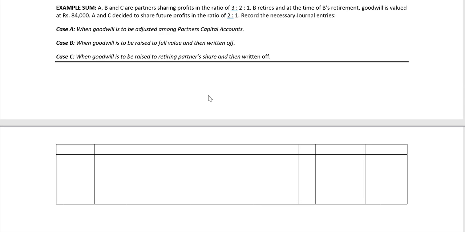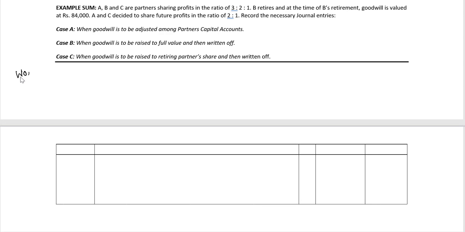So from these three cases, we can infer that case A is using the first method for adjusting the goodwill among the partners' capital accounts. Case B, second method, where goodwill is to be raised to full value and written off. And case C involves the third method of adjustment of goodwill, when goodwill is to be raised to retiring partner's share and then written off. So we'll do each of these cases one by one.